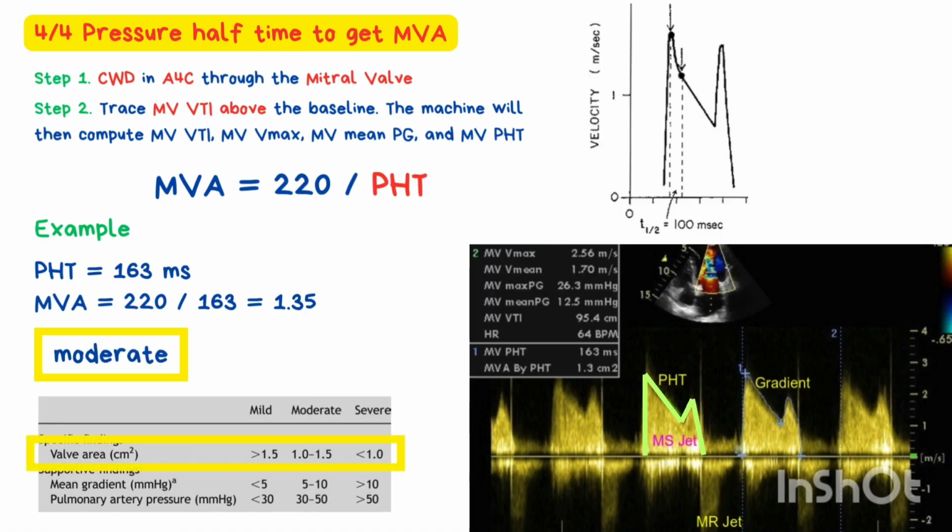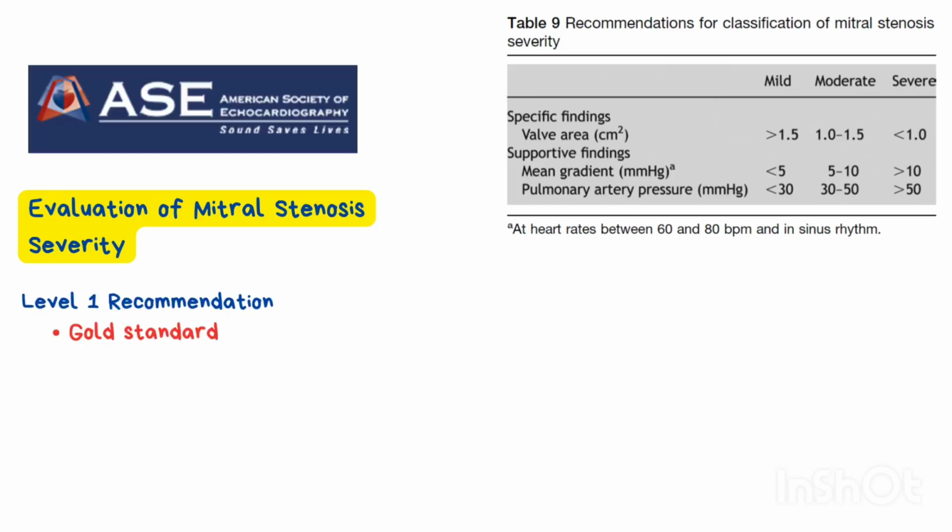Remember, the smaller your valve area, the more stenotic the valve is, because it indicates a smaller orifice for blood to flow into. PHT is particularly useful in patients where planimetry is difficult, or when an alternative MVA estimate is needed. To wrap up, here are the 4 primary methods we use to evaluate mitral stenosis severity, all recommended by the ASE.